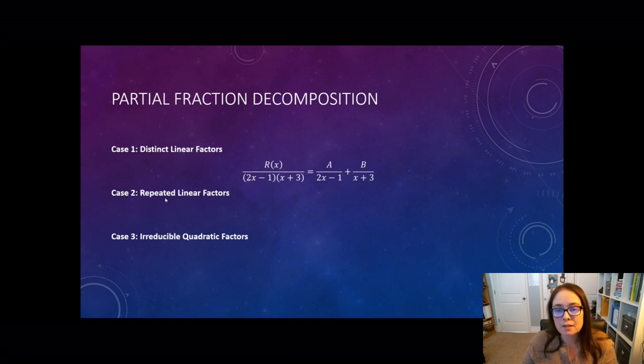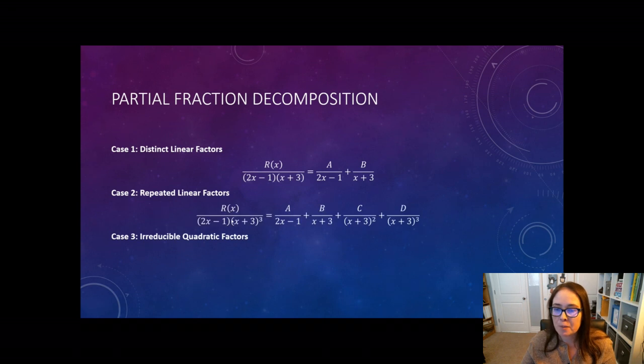The second case is repeated linear factors. So maybe I have a factor that has an exponent on it, like this one here that has a cube. So I have four factors down here. There's the 2x minus 1 and then 3 of the x plus 3's. So this is going to break down into four fractions. And how those denominators break down is I have that distinct linear factor by itself. And then the repeated linear factor, you're going to have every power of that factor, starting at 1, going up to the power that shows up on the left here.